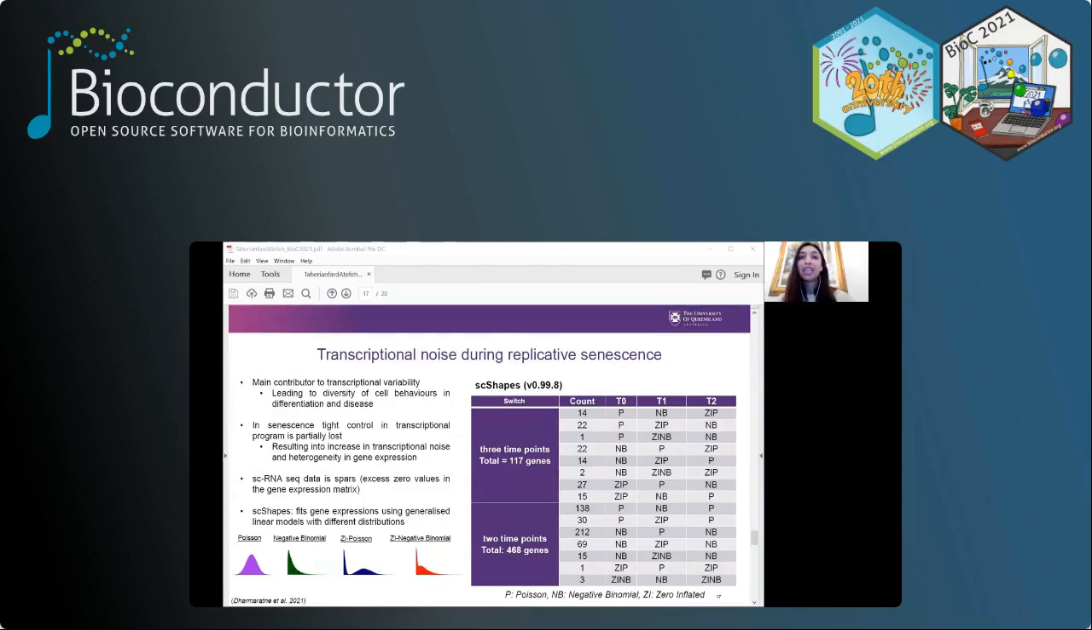The genes that changed in their distribution at different time points were mainly associated with non-coding RNA targets and telomere shortening, which are both known regulators of aging. And these genes were not picked up through the traditional differential expression analysis.